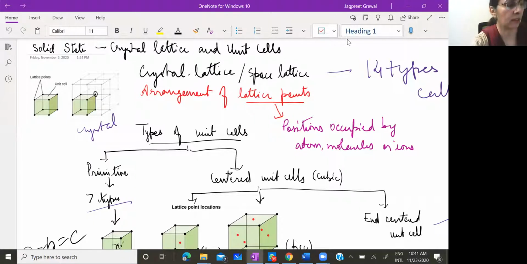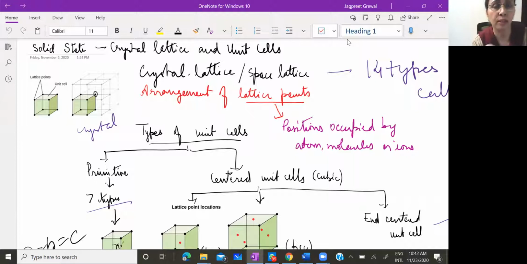So first of all, as you know, solids consist of particles which are arranged in an ordered manner. Throughout the crystal, if you have a crystal of the solid, there will be an order extending in all its dimensions: length, width and height.